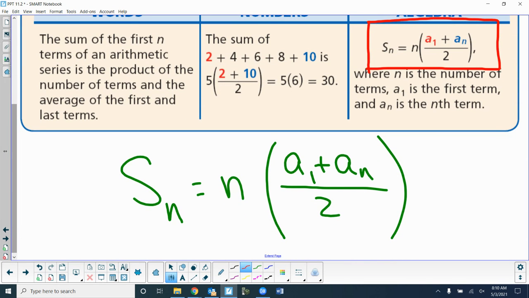S sub n, the sum of however many terms, equals the number of terms times the first term plus the last term, divided by 2. So if we're looking for the sum of the first 10, it's the first term and 10th term. If I'm looking at the sum of the first 5, it's the first term and 5th term. So whatever n is, that's the last term that you use there. Then add them and divide by 2.